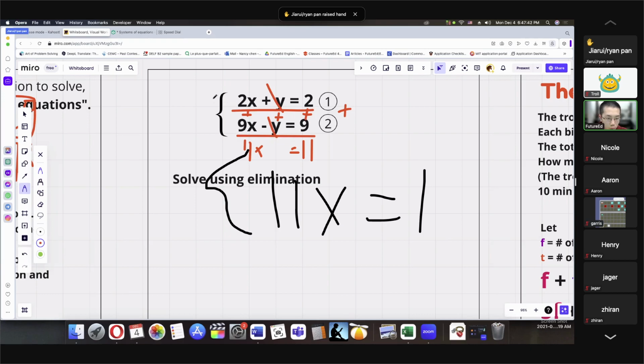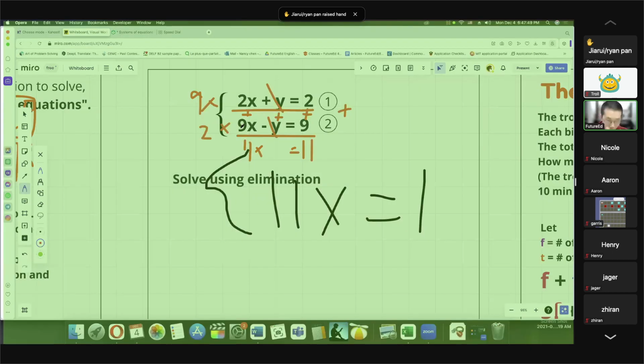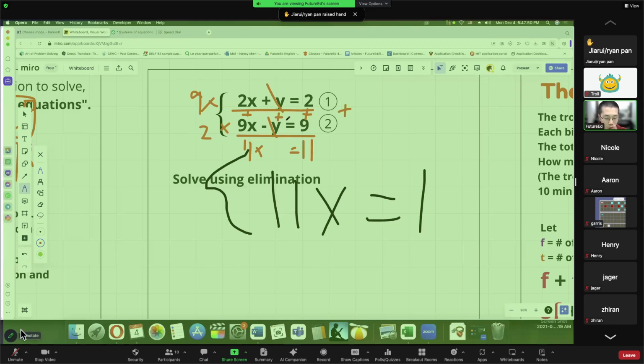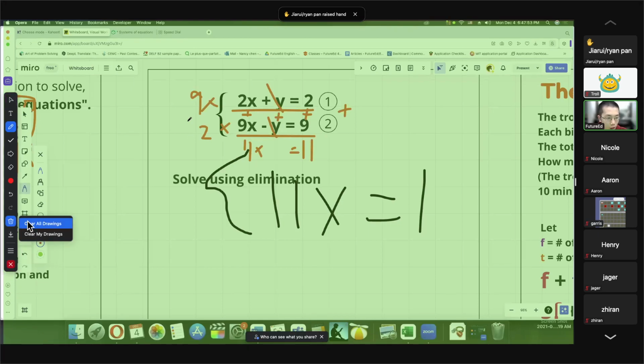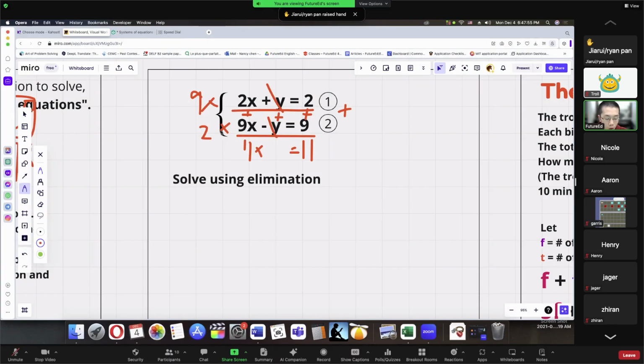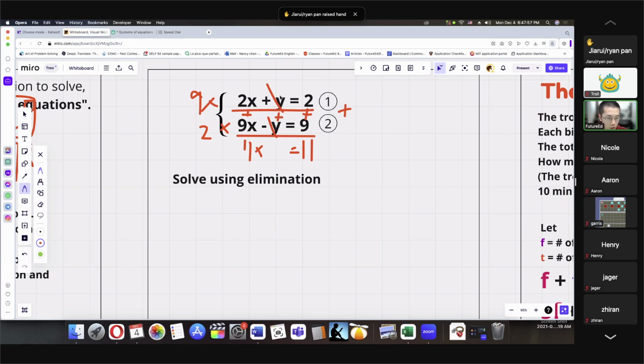You can multiply this one by 9, and then multiply this one by 2, and then you can subtract them, which in my opinion, just makes everything a bit too nasty. Okay, so in this case, as Ryan noticed, positive y, negative y, they're very easy to cancel out. And in this case, y lost the rock, paper, scissors competition and is out, right?